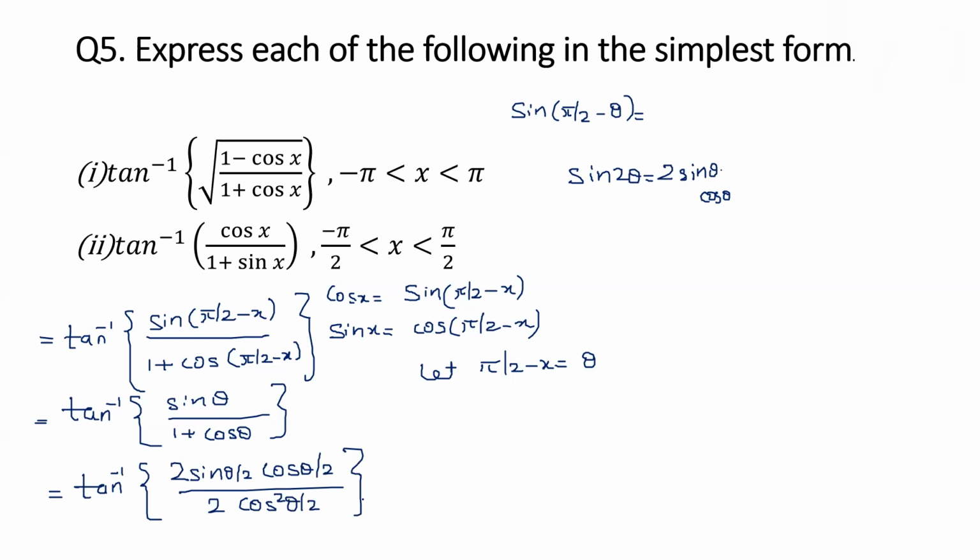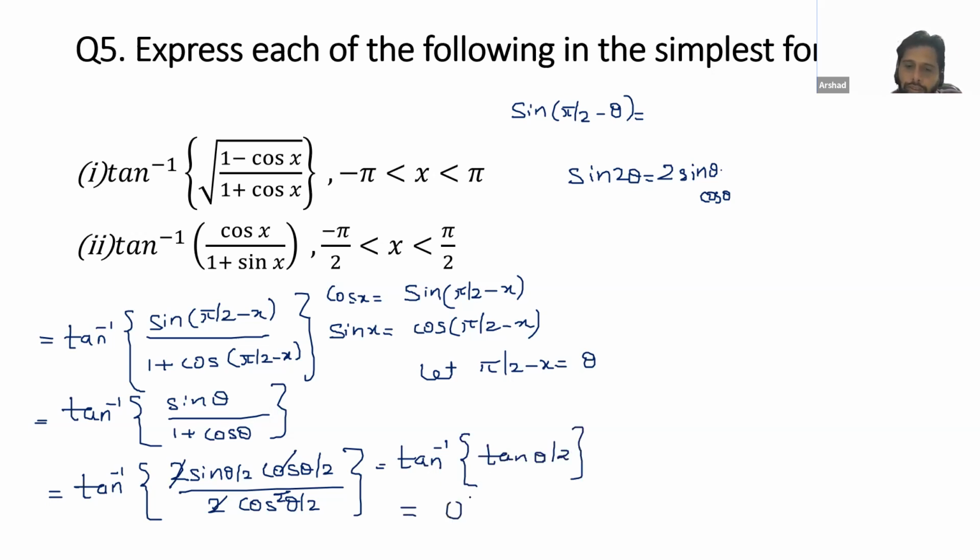2 cos square theta by 2. Is it clear till now? Yes, sir. Cancel out this 2, cancel out this cos. So what you get here is tan inverse, and in the bracket you have sine by cos, which is tan theta by 2. Now you have tan inverse of tan, so you get theta by 2. And what was theta? It was pi by 2 minus x, so theta by 2 gives pi by 4 minus x by 2.